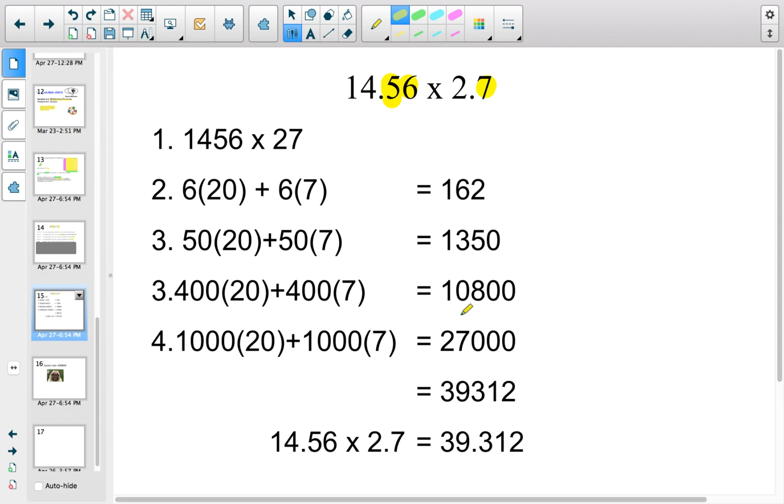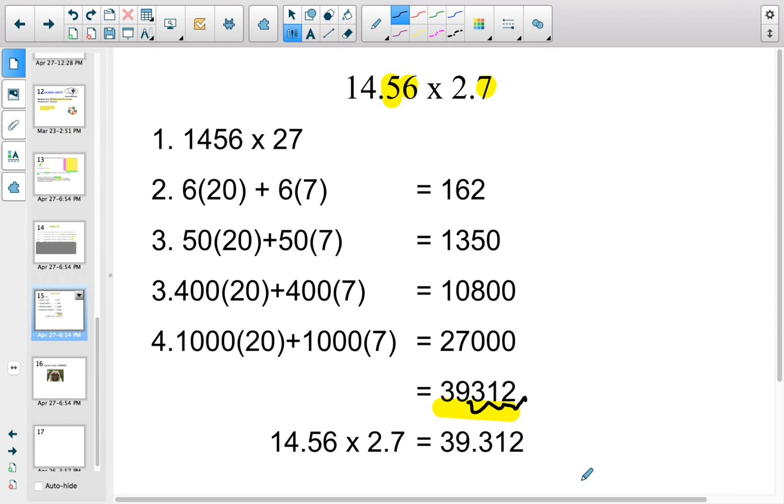And so we'll get 10,800. Then we'll do 1,000 times 20 and 7. You could probably do 27 there, but we're still following the algorithm, so we would get 27,000. We add these all up, and we would get this answer. Now, where the decimal is, we need to go 1, 2, 3 spots, and we'll have 39.312.